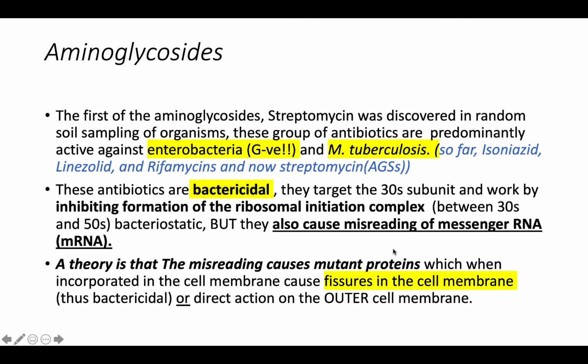Because of their activity on the cell membrane plus the cell membrane affecting penicillins مع بعض بصير they have an exaggerated effect which is called a synergistic effect لما نستخدمهم مع بعض. So the first of the aminoglycosides هم streptomycin, كان استخدم كمان discovered in random soil sampling, and the group of antibiotics predominantly active against enterobacteria and tuberculosis. فهذا هسه نضيف عندنا isoniazid, عندنا linezolid حكيناهم, rifamycins, and now streptomycin. هذولا our anti-tuberculosis drugs.